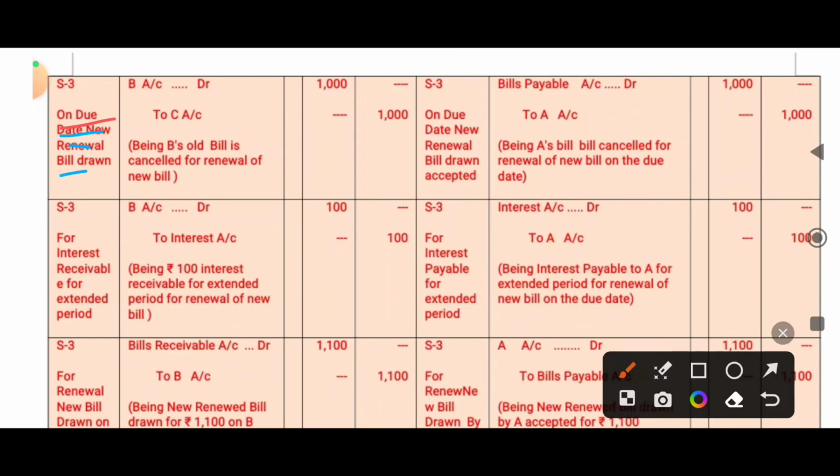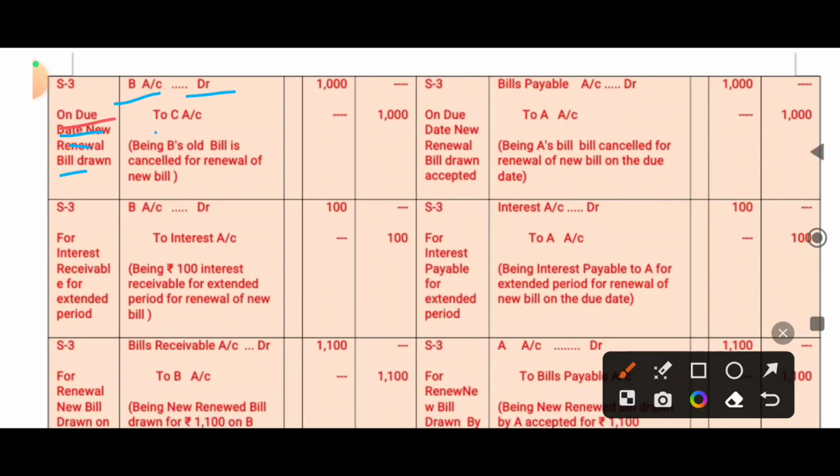So before the due date, if drawee expresses that he cannot pay the amount of bill on the due date, so what drawer will do? He will cancel the old bill and new renewed bill will be drawn. For that purpose, drawee will pay interest to drawer for extended period. So in that case, what will be the general entry?